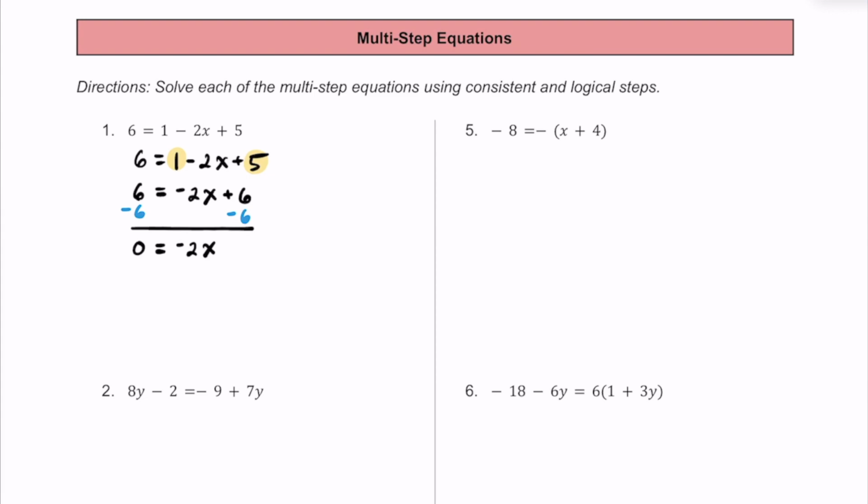Last, we just want to go ahead and get a coefficient of 1 here, so we can go ahead and divide both sides by negative 2. If we do that, then on the left side, 0 divided by negative 2 is still going to be 0. And on the right side, negative 2x divided by negative 2 is going to be positive 1x, or just x. I'm just going to go ahead and turn this around here and say that x is equal to 0. That'll be our solution here.